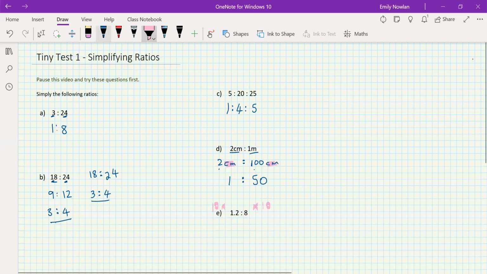So looking over here, 10 times 1.2 is 12 and 10 times 8 is 80. So now I've got 12 to 80. Is there a number that goes into both of them? Well, I can see that 4 goes into 12 and 4 goes into 80. 4 goes into 12 3 times. 4 goes into 80 20 times. It simplifies to 3 to 20.